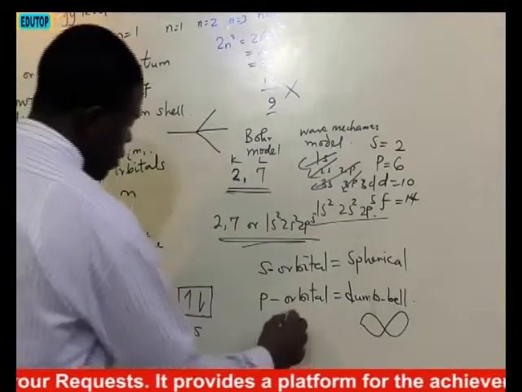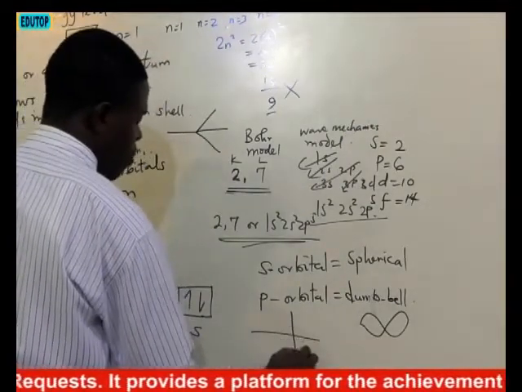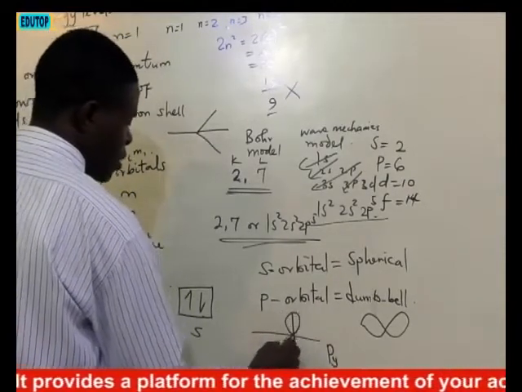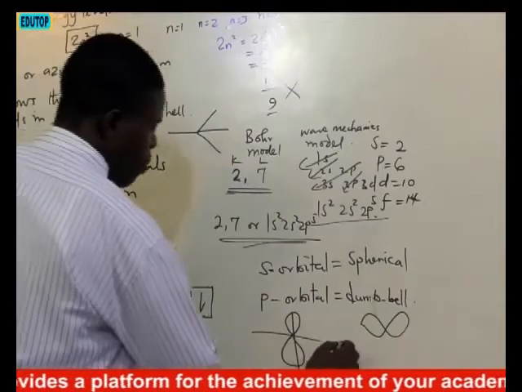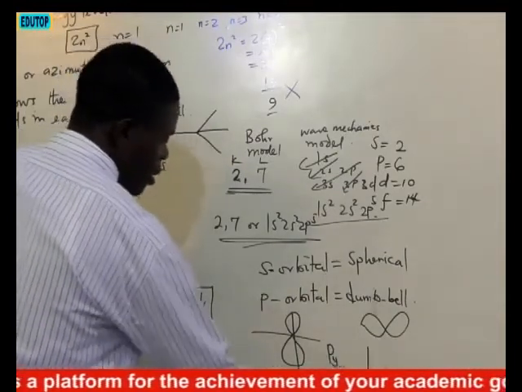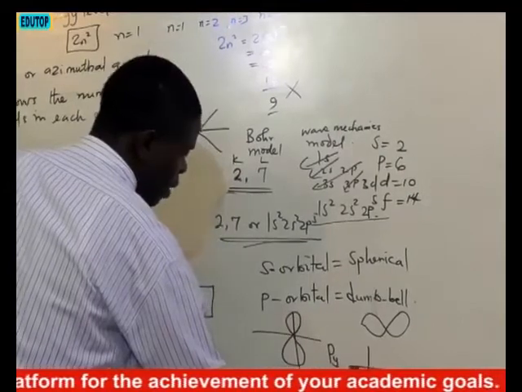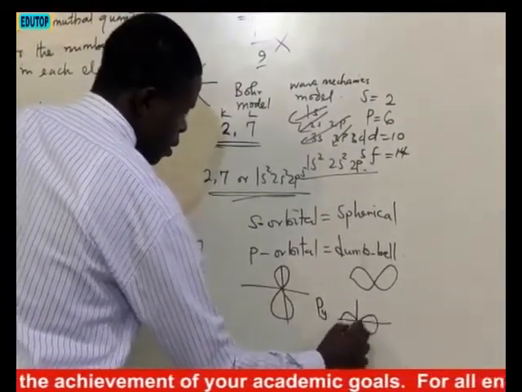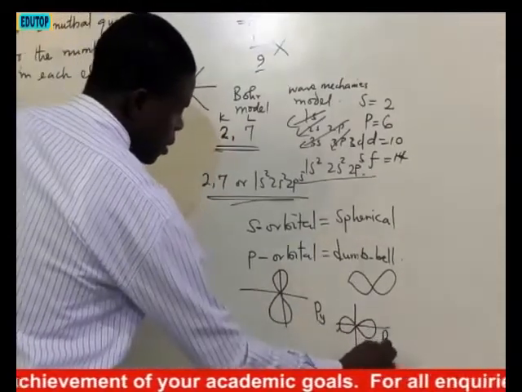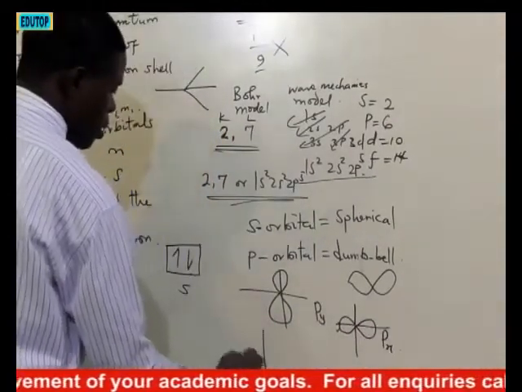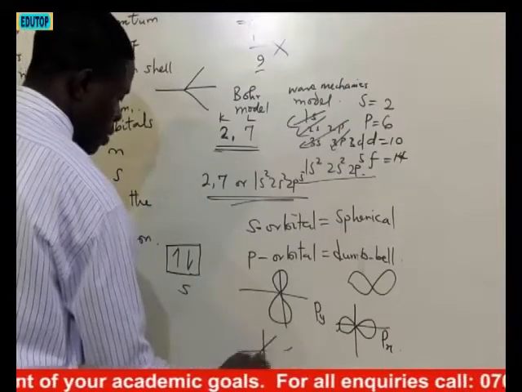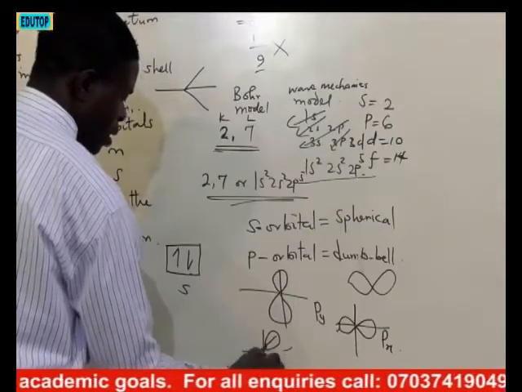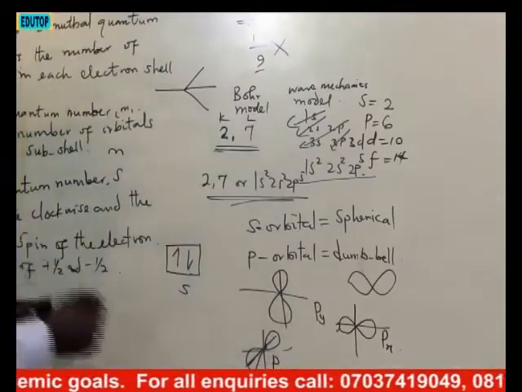Then talking about your Py now, you're saying it's moving like this. Where your P is your Py, your Px is our Px, and our Pz will move like this. Pz. So that's what we have.